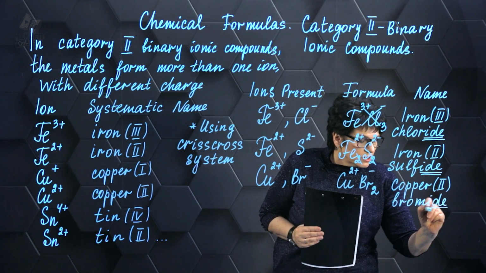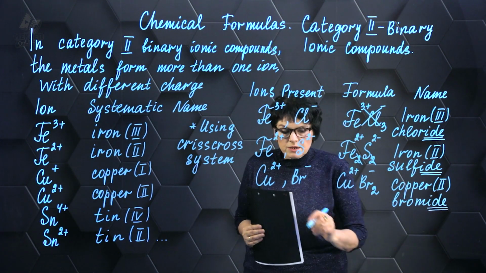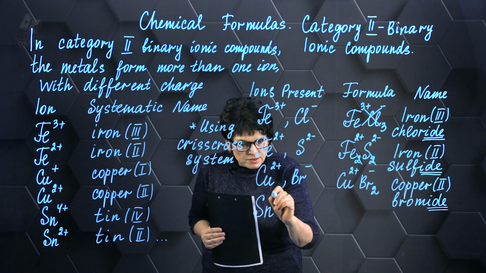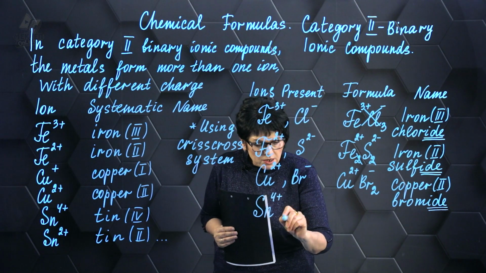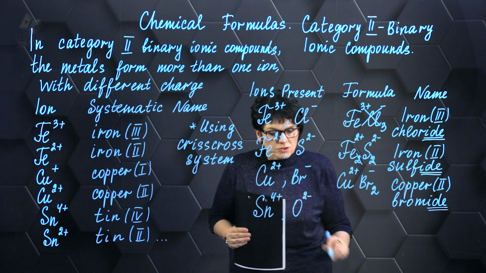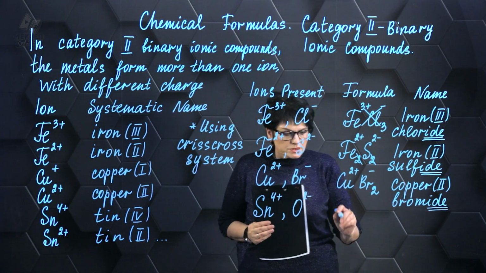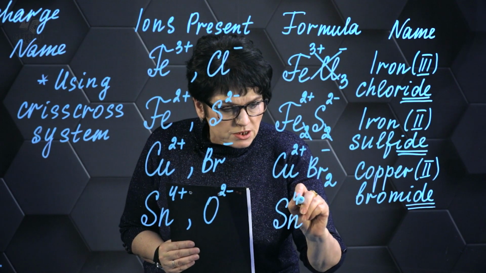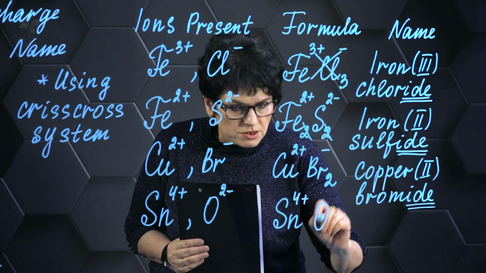Another instance that illustrates this point. Let us take tin with a positive charge of 4. And let's consider, for instance, oxygen, which has 2-. This will be the oxide formed by this compound. Tin is in first place with a charge of 4+, and oxygen is in second place with a charge of 2-.